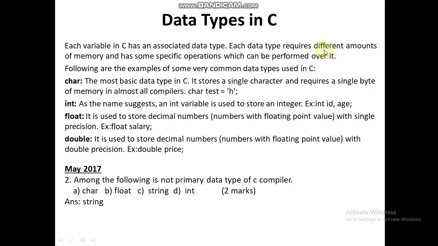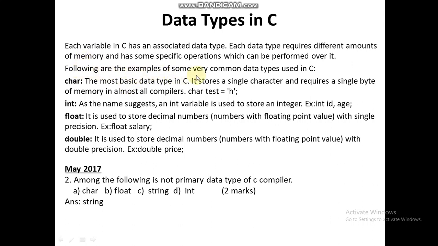Each data type requires different amounts of memory and has some specific operations which can be performed over it. For example, if it is an integer, then 2 bytes. If it is a float, 4 bytes. If it is a double, 8 bytes. If it is a character, 1 byte. You can perform operations like addition, subtraction, or any other mathematical or trigonometric operations.